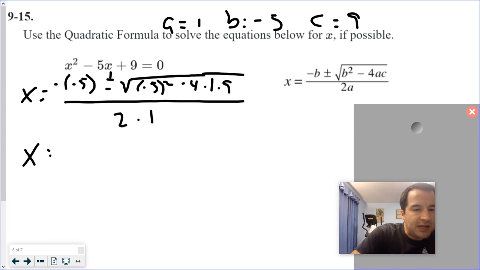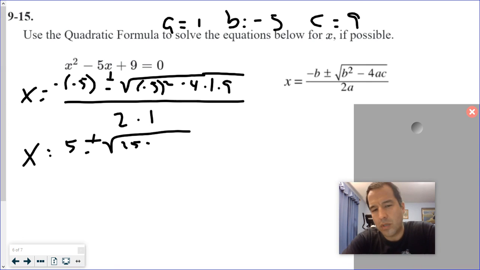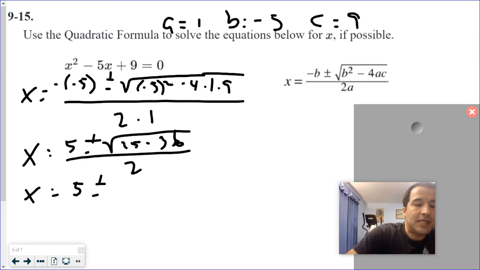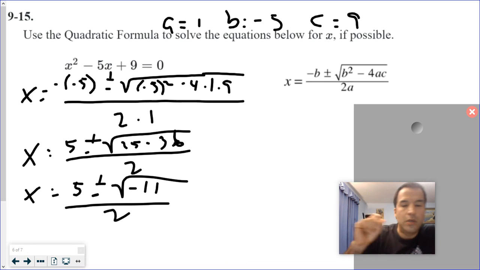So the opposite of negative 5 is 5, plus or minus the square root of negative 5 squared, which is 25, minus 4 times 1 times 9. 4 times 1 times 9 would be 36, all over 2. Okay, I come down again. x equals 5 plus or minus 25 minus 36, which is the square root of negative 11, over 2. Which brings us to a problem, right?